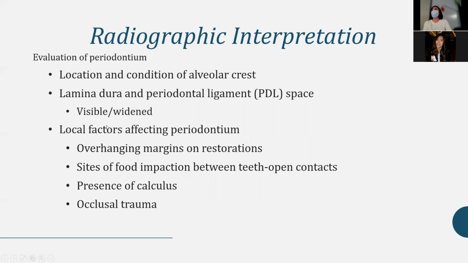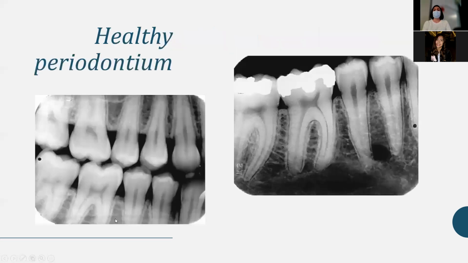You can see local factors that could affect the periodontium, like overhanging restorations, places where food is impacted, if they have a space or a diastema, calculus, and occlusal trauma.